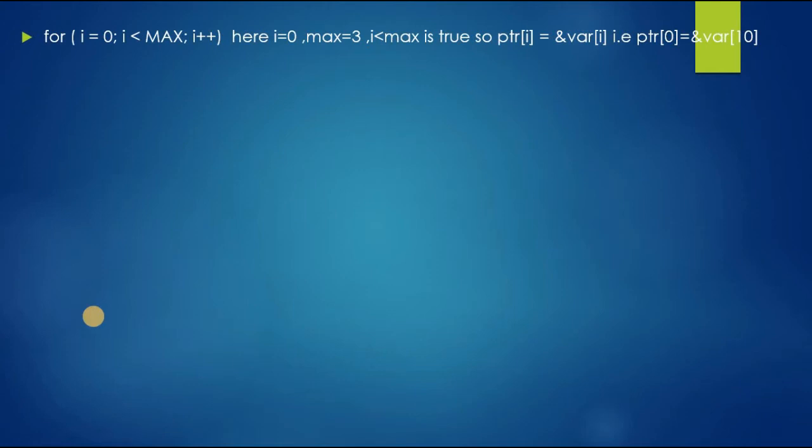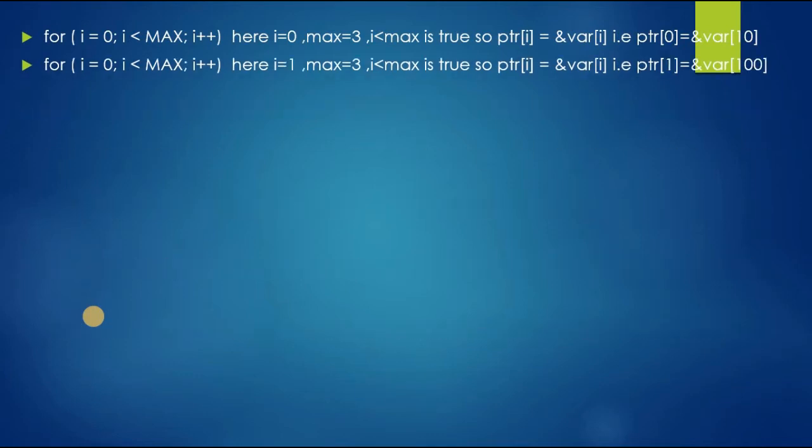First it will check the for condition. Here the condition i is less than max is true, because i is equal to 0 and max is equal to 3. So the condition is true. So ptr[i] is assigned &var[i], that is ptr[0] is equal to &var[0], which is 10. It will assign the integer address there.